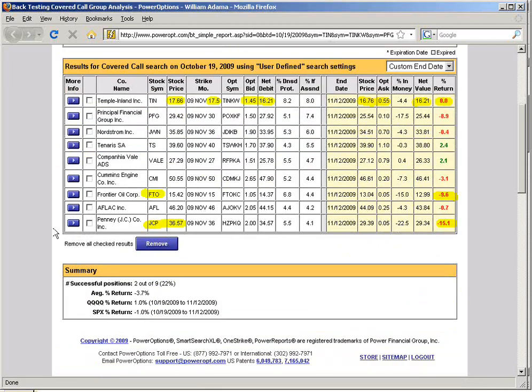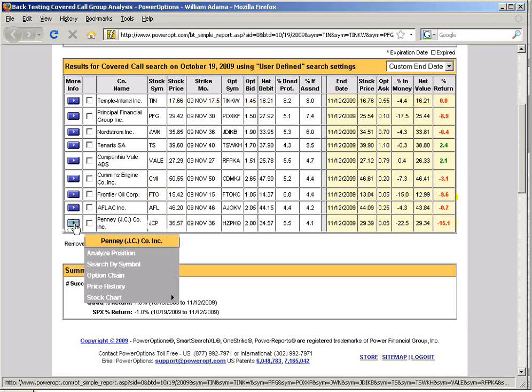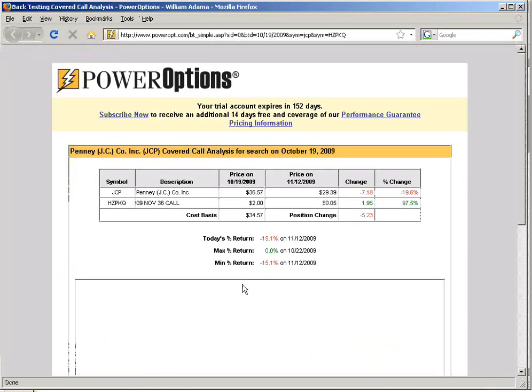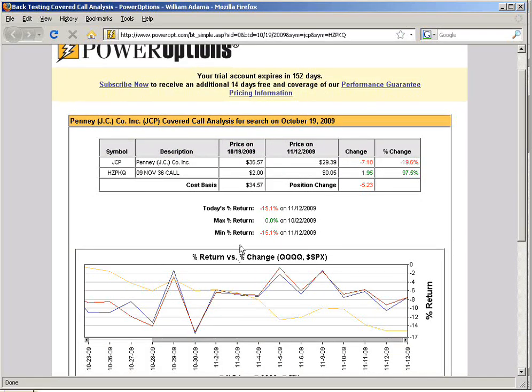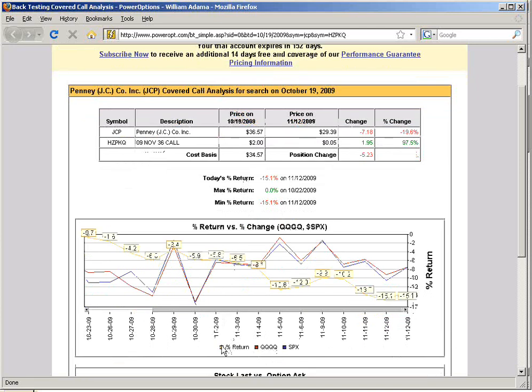Remember what I'm going to do first? I'm going to click the little blue button, the More Information button. We want to analyze the position. I want to see, wow, today is the lowest date. So our percentage return has just been declining. It has never been positive, it looks like. Yeah, the max return on 10/22, about 3 days after we opened the position, was 0%. And ever since then, our percentage return has just continued to move down.